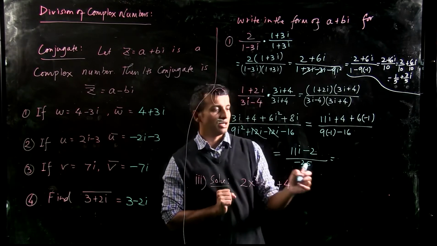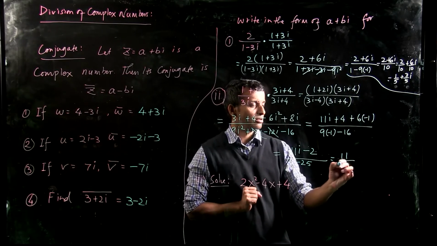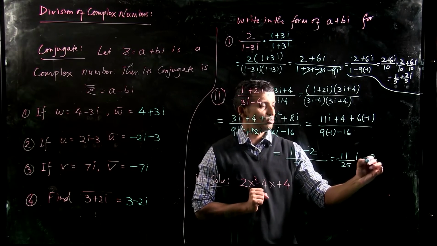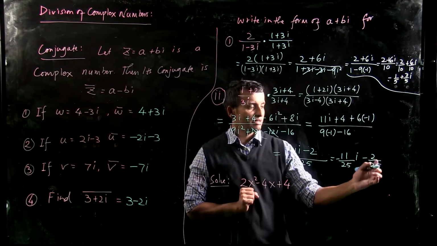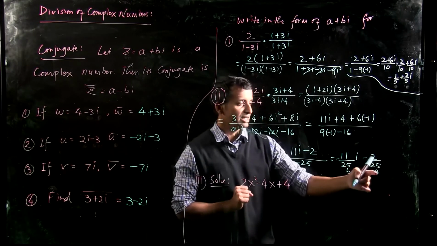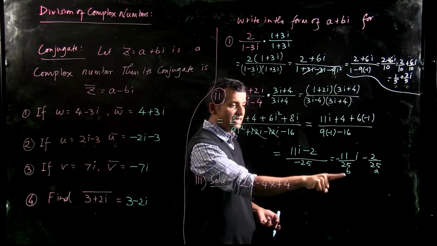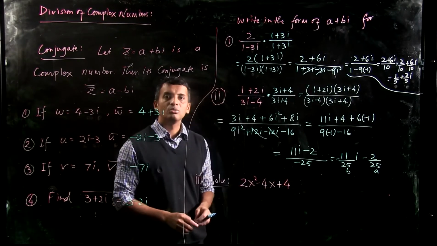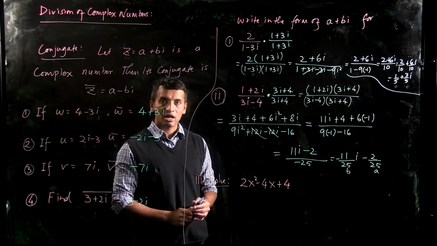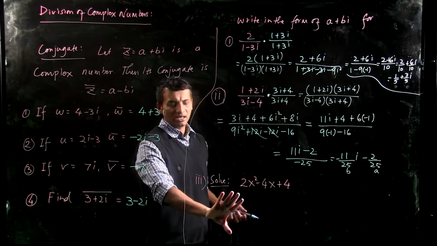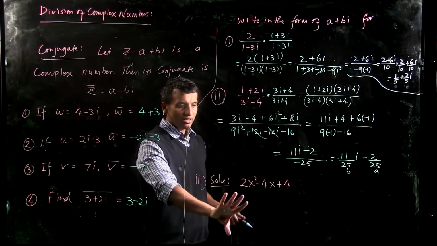If you want to split the denominator, you will get negative 11 over 25 i minus 2 over 25. So this is basically A, this is basically B, because it is A plus Bi. So A is negative 2 over 25, B is negative 11 over 25. So this is how we divide a complex number by another complex number. Now let me give you the final example on this.